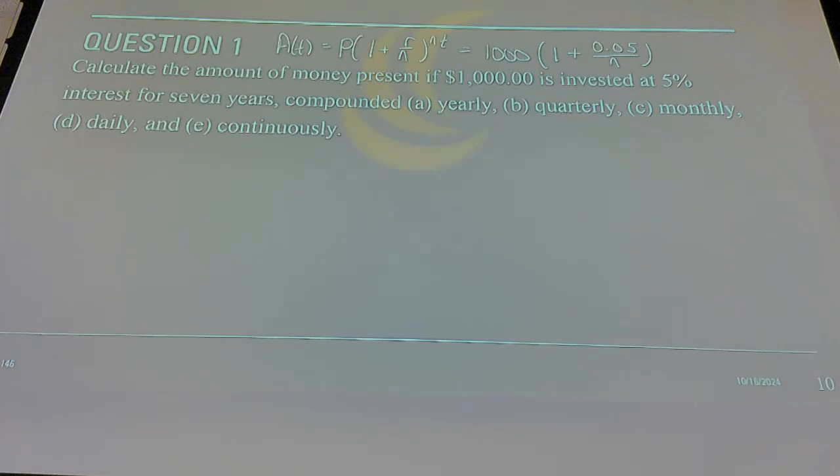Because for each scenario, it's still 7 years. So in this case, t would be 7. It's the number of years that pass. So the only thing that's going to change is n. Which means I can now write this strictly as a function of n. I think I will.